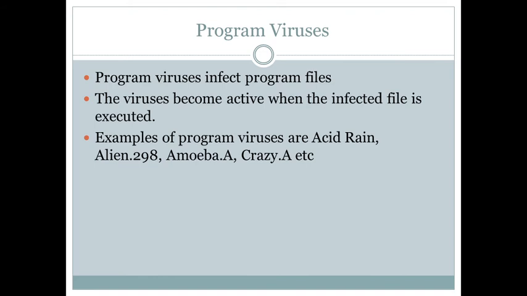Program files are attractive targets for computer viruses because they are widely used and have relatively simple formats to which viruses can attach themselves. Viruses can easily be attached because it is a very attractive format for them. The virus becomes active when the infected file is executed.